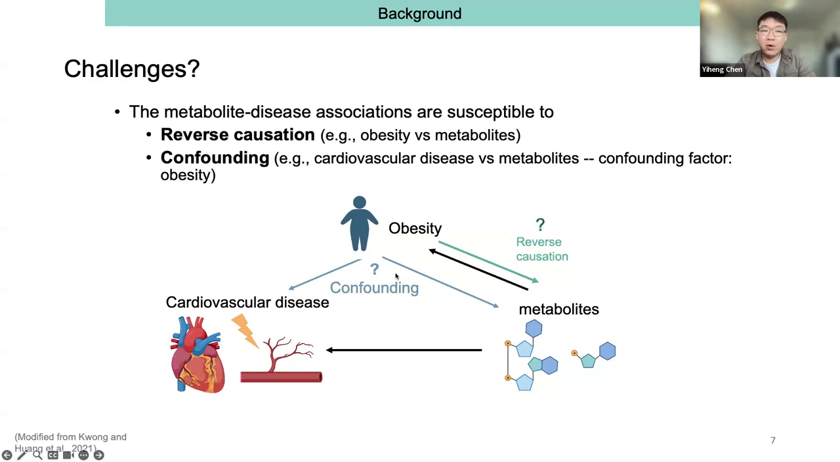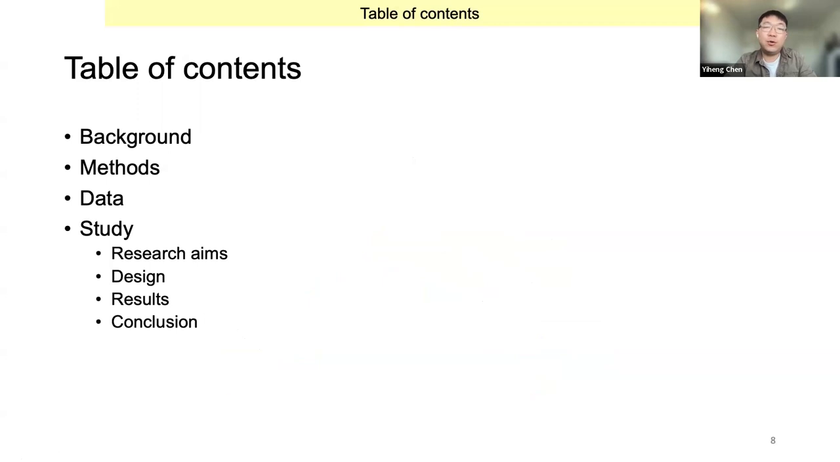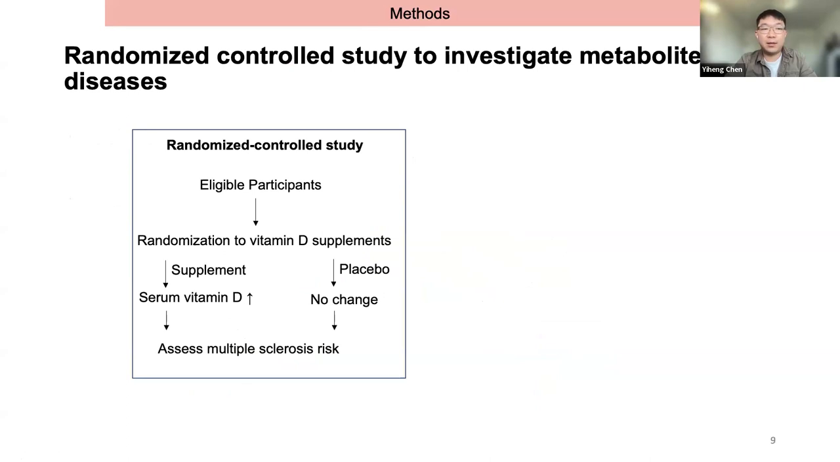So then how can we address those challenges? That will lead to the methods I'm going to talk about. One golden standard to address those challenges is the randomized study. A general design for a randomized controlled trial includes, when eligible participants get recruited, they will be randomly assigned to two arms, the intervention arm and the placebo arm or the control arm.